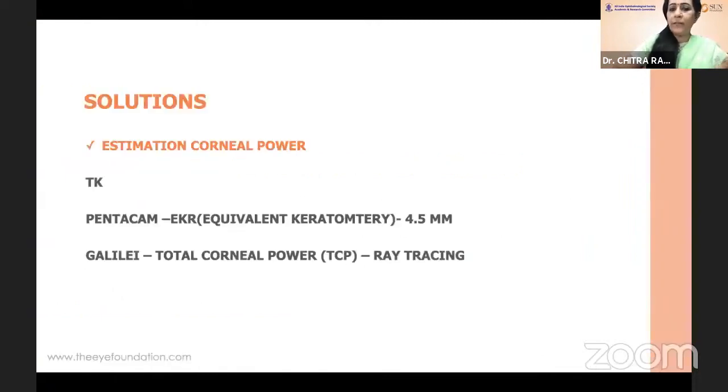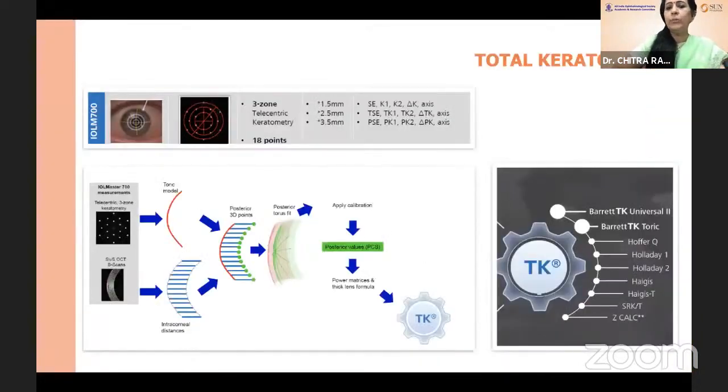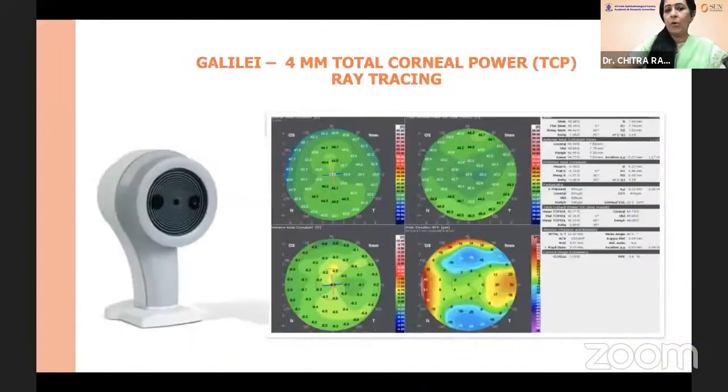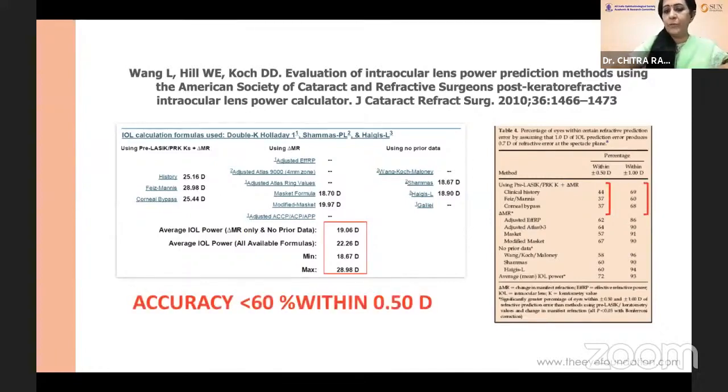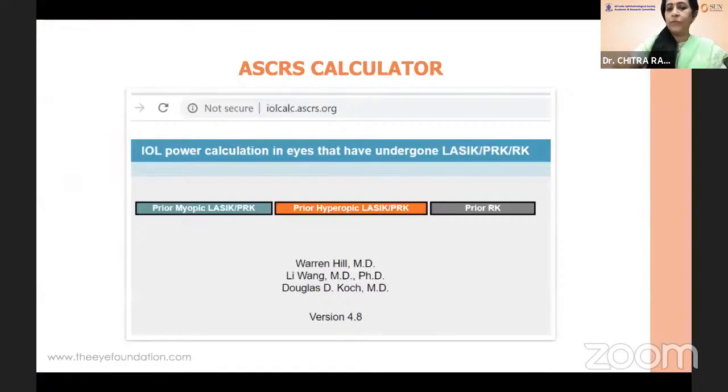With post-refractive surgery eyes, we have different solutions. Essentially, it is because the ratio between the anterior and the posterior cornea is altered. So we have the total keratometry, we have the Pentacam EKR or the Galilei. Then you could use the ASCRS calculator, which would give you the pre-op data and the no prior data options, and allows you to measure. You could use the OCT formulas, which have come forward.